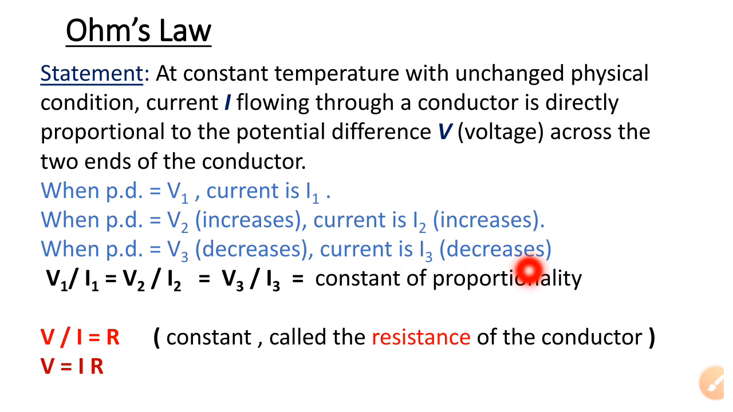So this current will be determined in a circuit by connecting an ammeter. If we connect an ammeter in a circuit, then we will get the amount of current flowing through the circuit, correct.